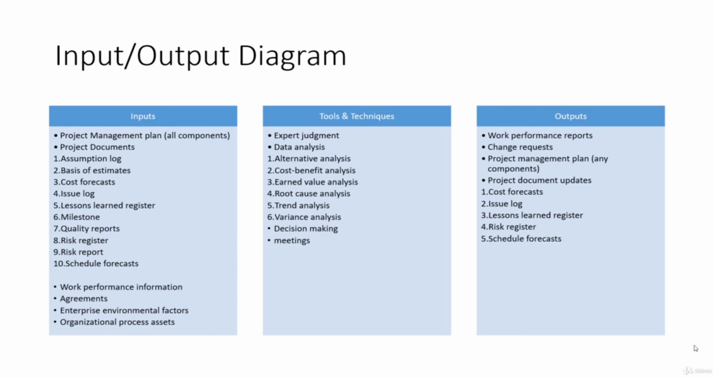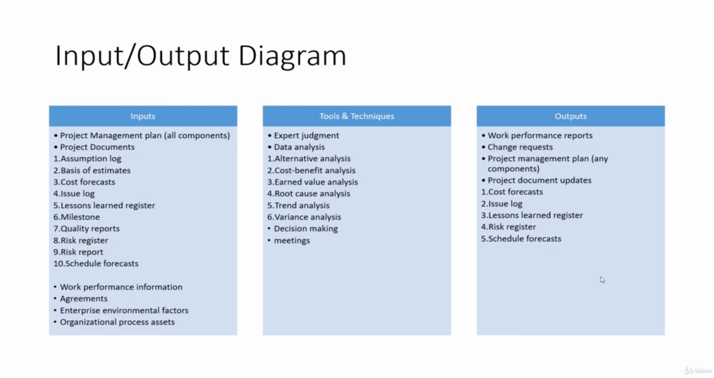So let's say your estimated cost was $100,000, but you spent 125K. So there's a variance of 25,000. So you will perform variance analysis on that. This helps you in identifying the preventive and corrective actions.